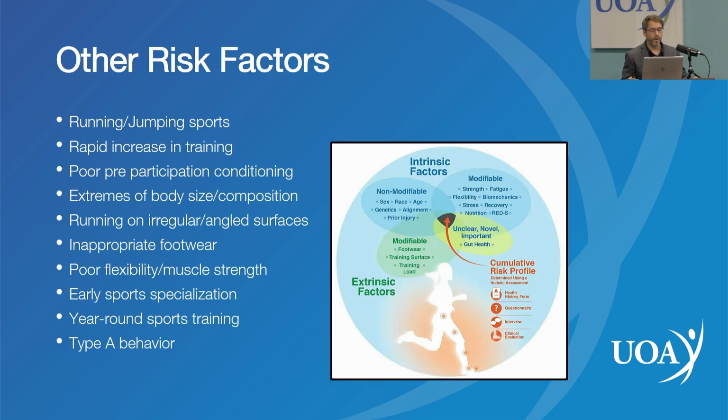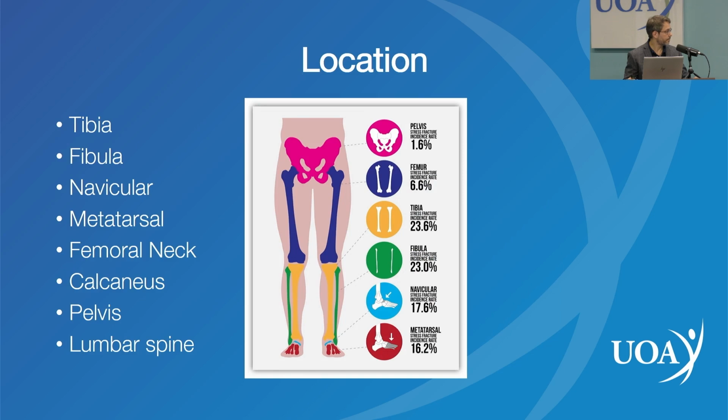There are a number of other modifiable factors that we look at that are listed here, things such as inappropriate footwear, a rapid increase in training, extremes of body size or composition, and type A behavior. BSIs can happen in a number of different places, with the tibia being the most common and the foot second.